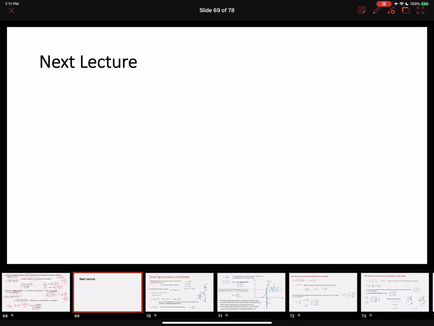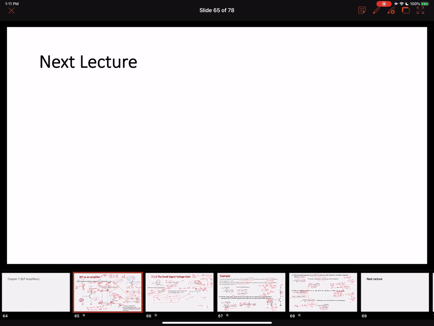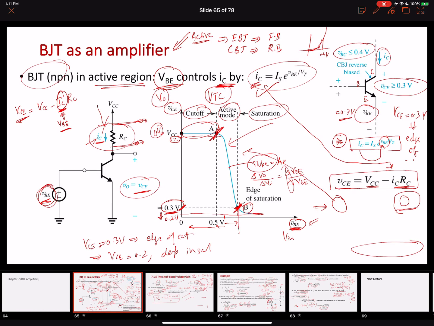Hello everyone, welcome to the next lecture on bipolar junction transistors. We are talking about bipolar junction transistor based amplifier circuits. In the last lecture, we discussed how we can use a bipolar junction transistor as an amplifier, how we can operate it in the active region, and what our voltage transfer characteristics look like.